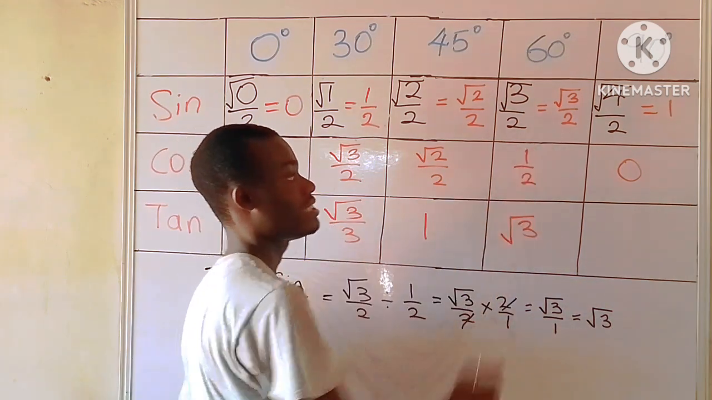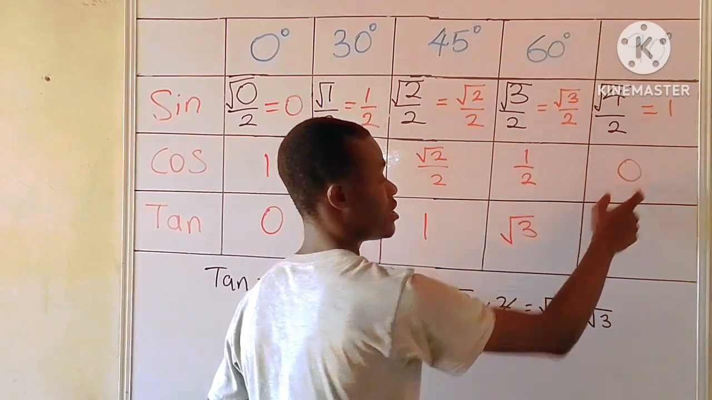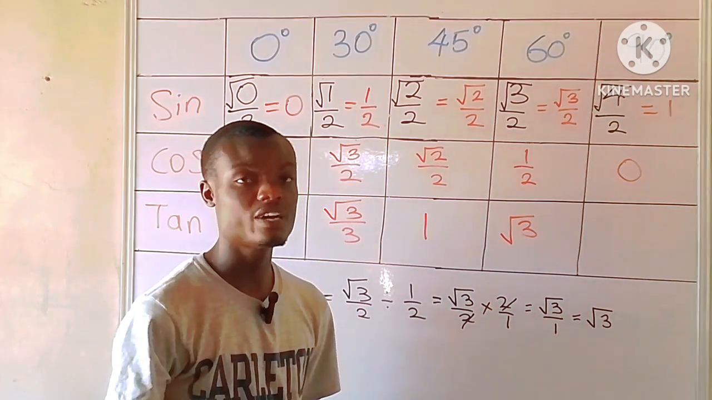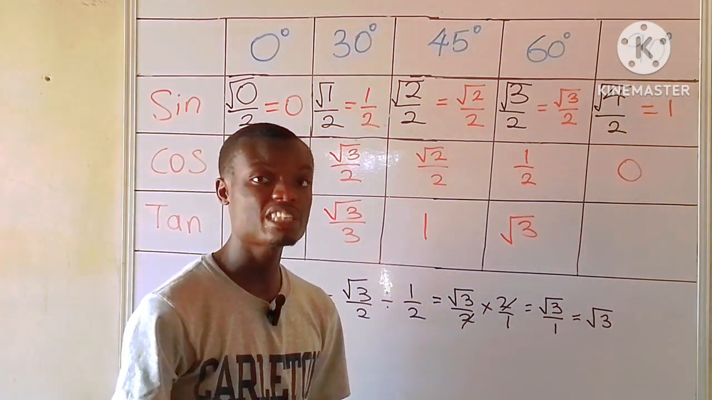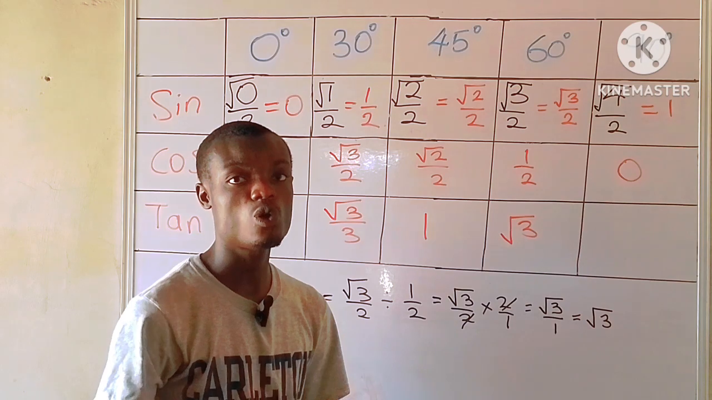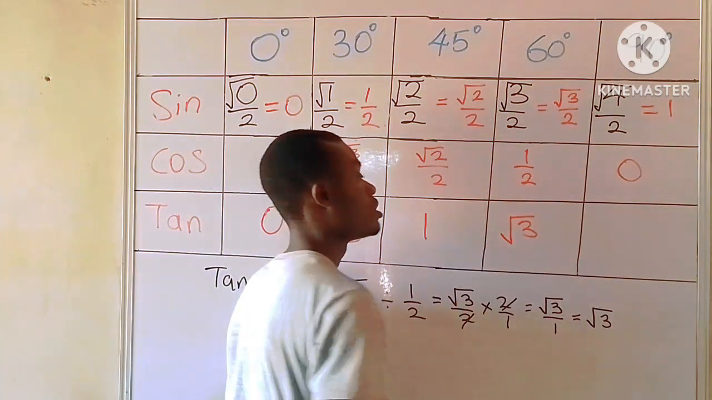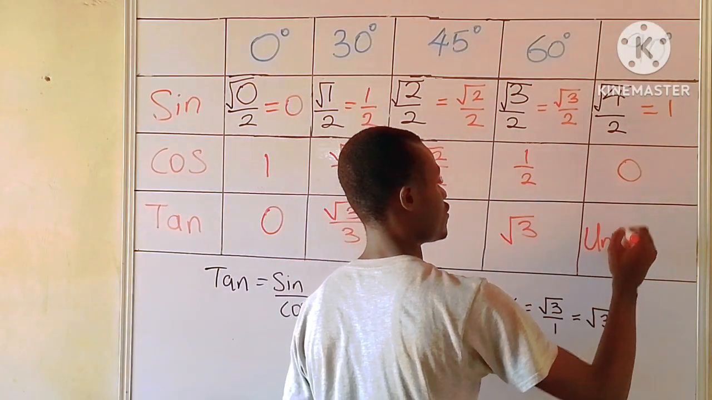For tan 90, we are going to divide 1 by 0. But we cannot divide 1 by nothing. So in mathematics, we'll say that that operation is undefined. So tan 90 becomes undefined.